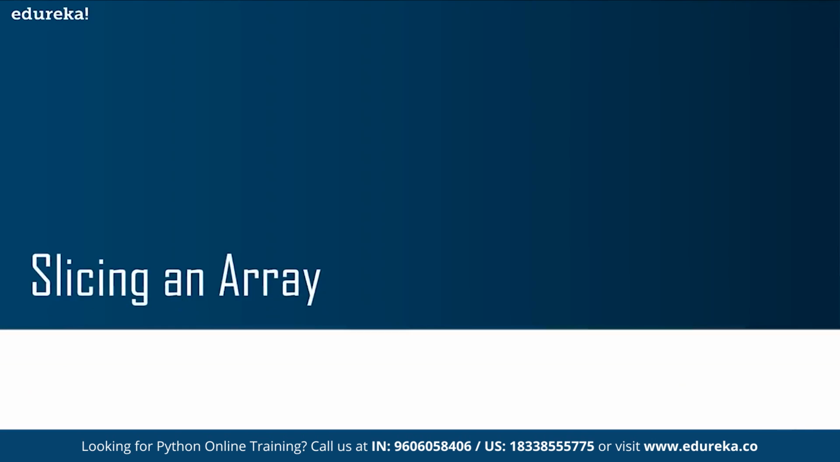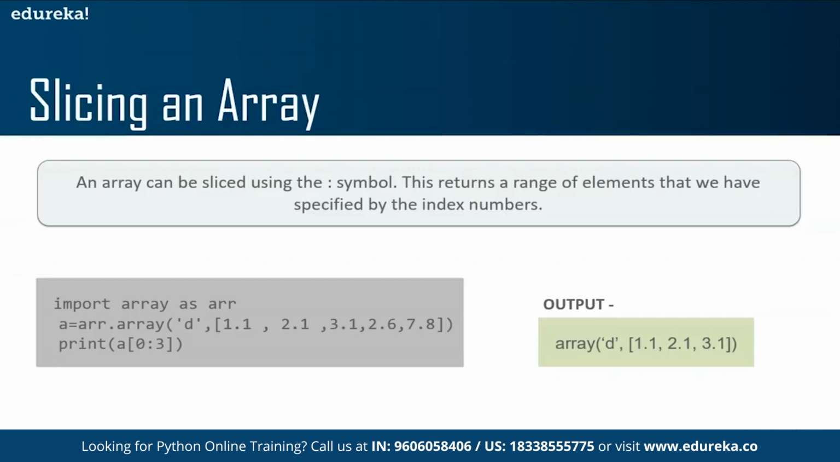Our next operation is slicing an array. Slicing actually means fetching some particular values from your array. To do so, you can make use of the colon symbol. As you can see on the screen, I've created some random array A and I've sliced it from 0 to 3. 0 specifies from where fetching has to start and 3 specifies where it has to stop.